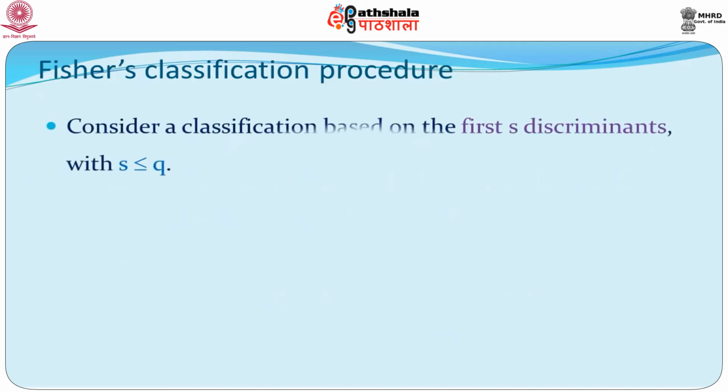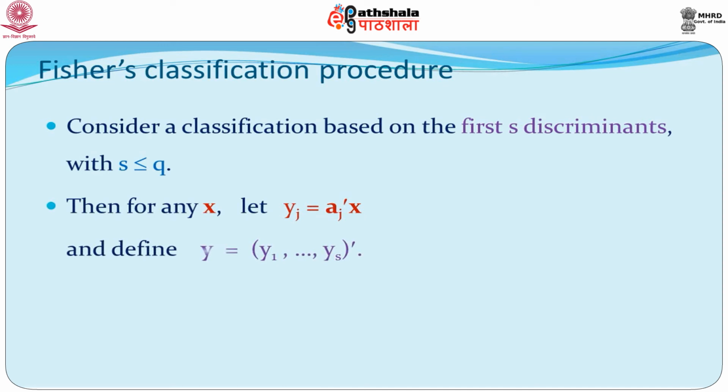Now, how do Fisher's discriminant functions help us to classify the individuals? Consider a classification based on the first S discriminants. S is anything less than q. Usually, again as I said, it is 2 or 3. For any x, let yj be equal to aj prime x. So, given x, we can always define yj, which is the jth discriminant, and we have S discriminants in this case. So, we write the discriminants y1, y2, ..., ys. This is for a given x.